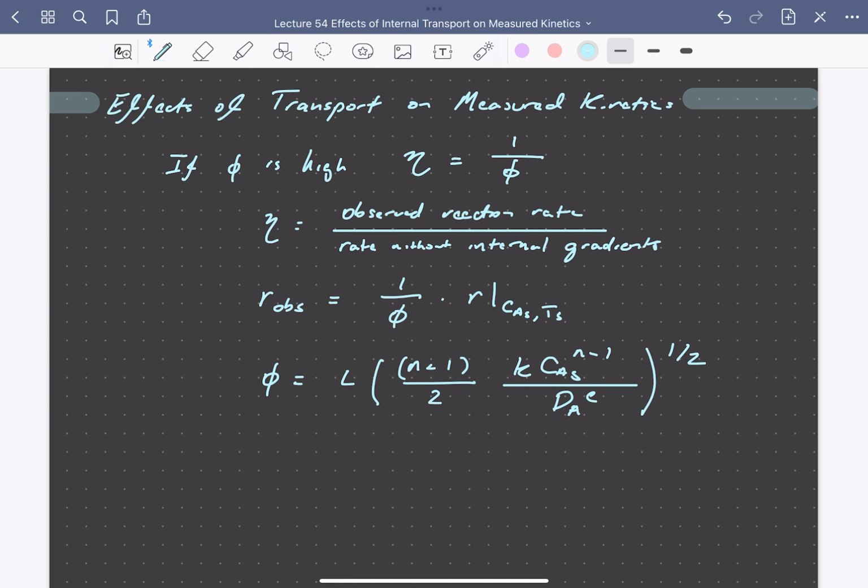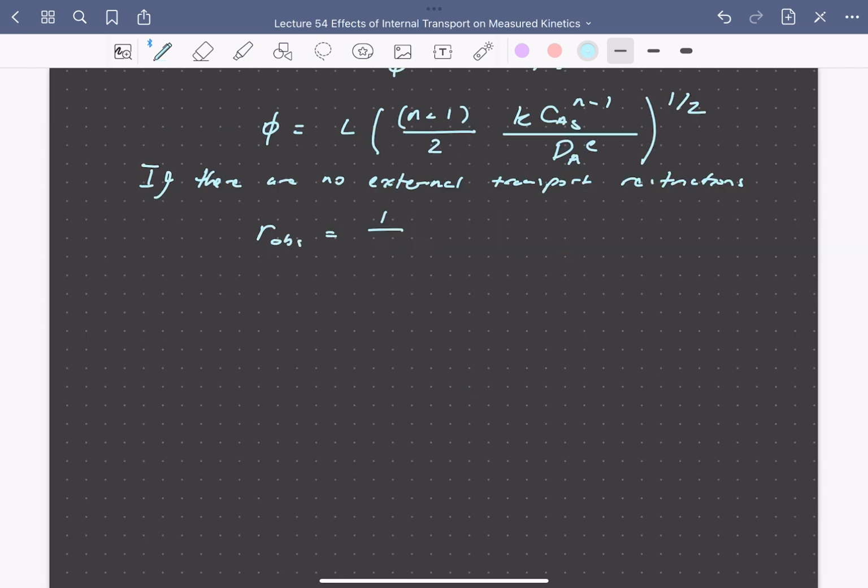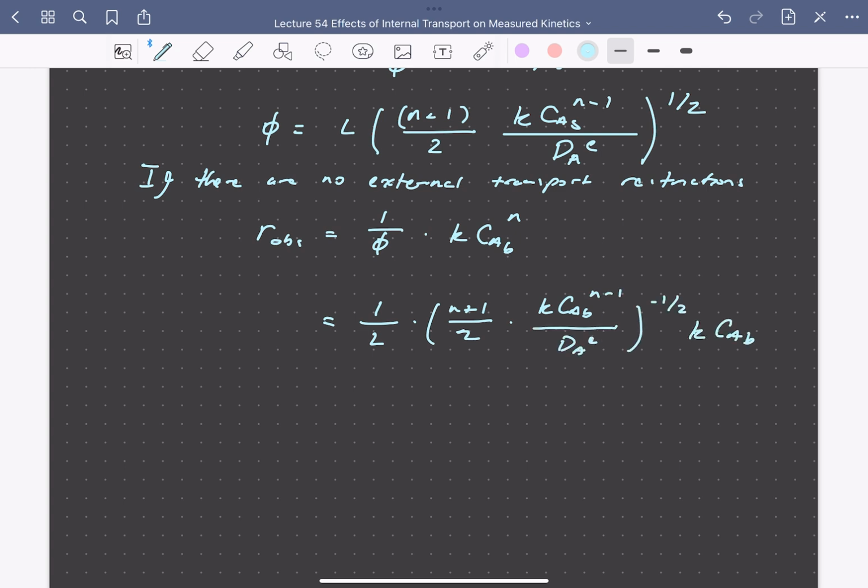So if we had no external transport restrictions, that would mean that C_AS here would be equal to the bulk concentration of A. The observed rate can be written as 1 over the Thiele modulus times the reaction rate constant k times the concentration of A in the bulk to some reaction order. Plugging in our expression for the generalized Thiele modulus, we can combine some terms to simplify our expression.